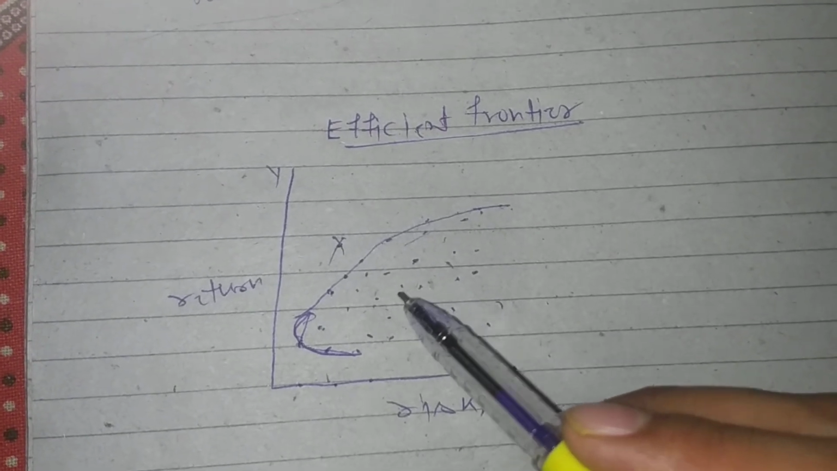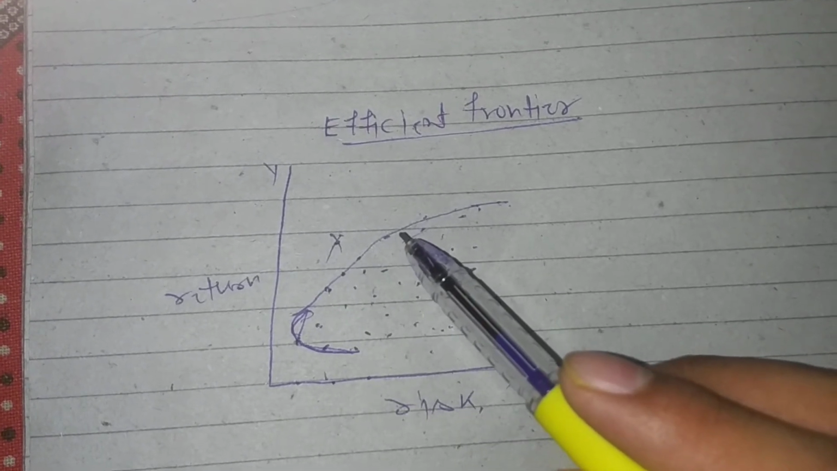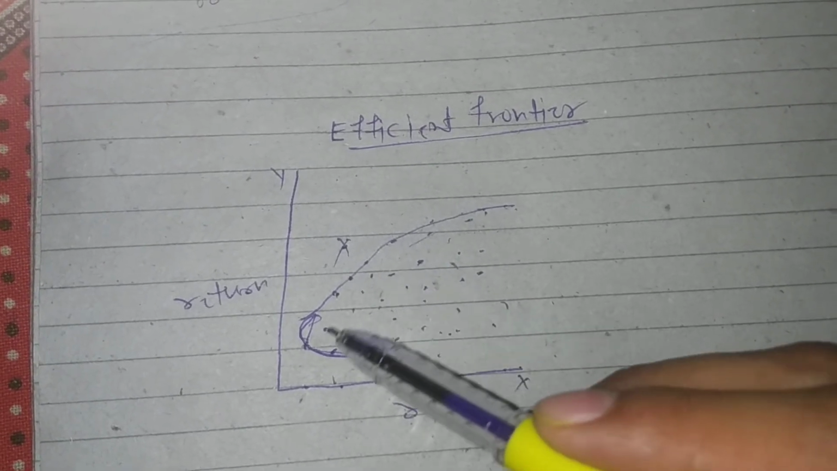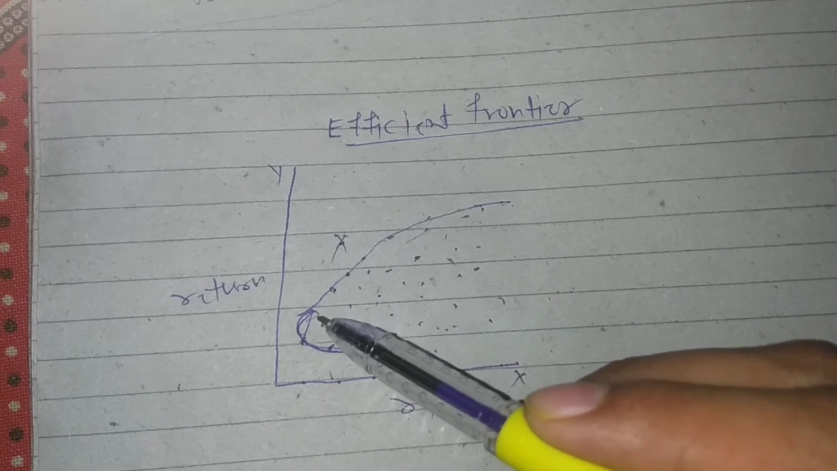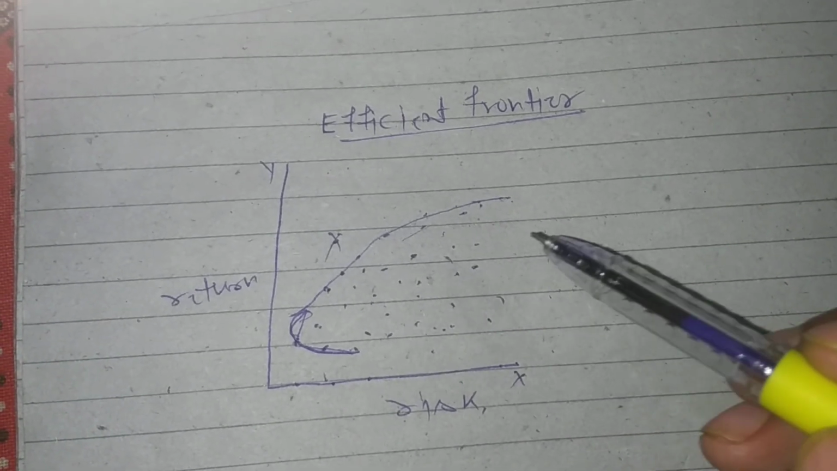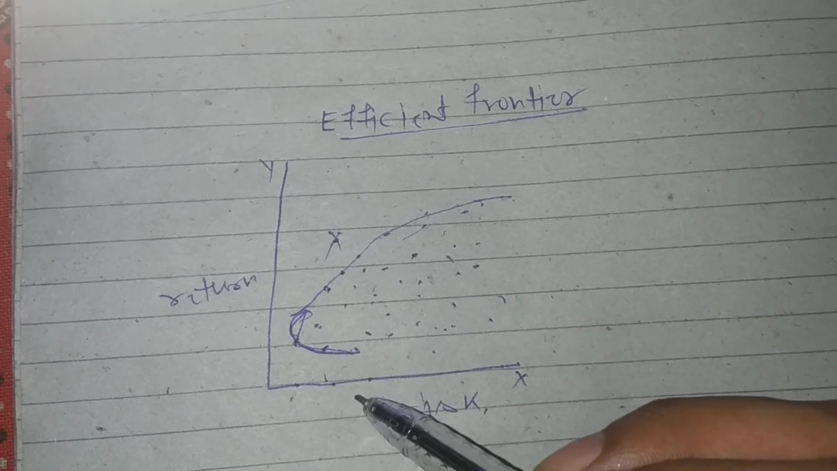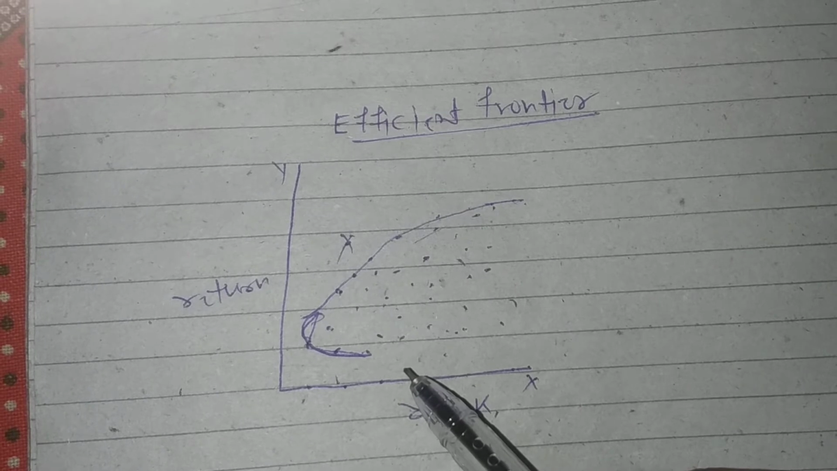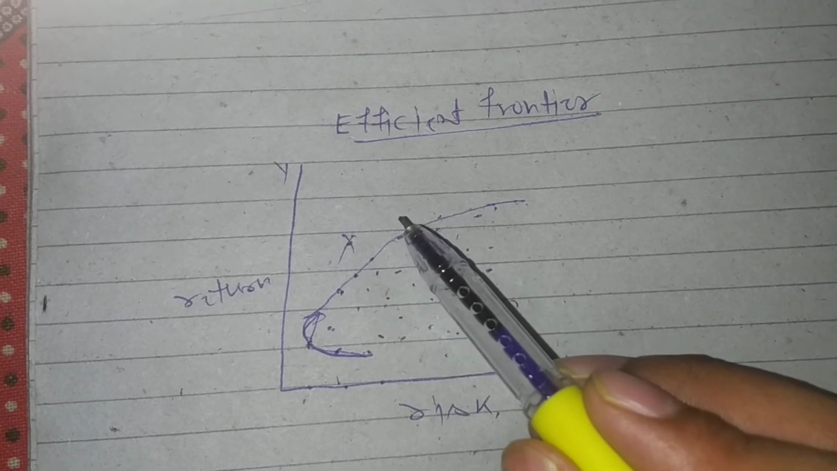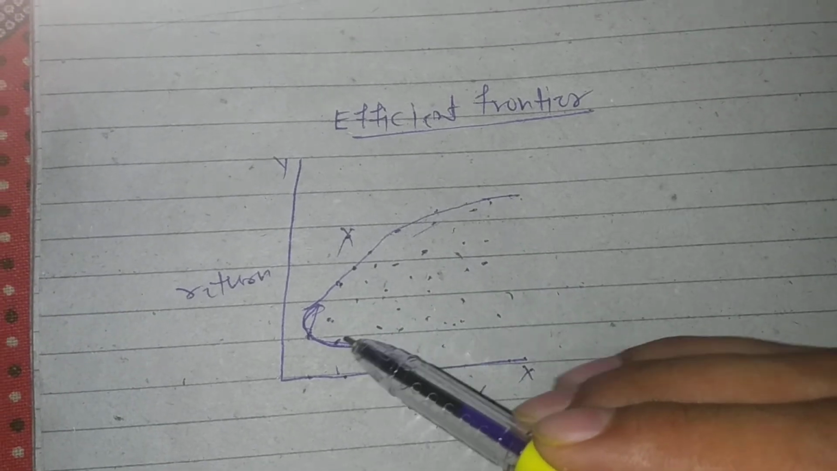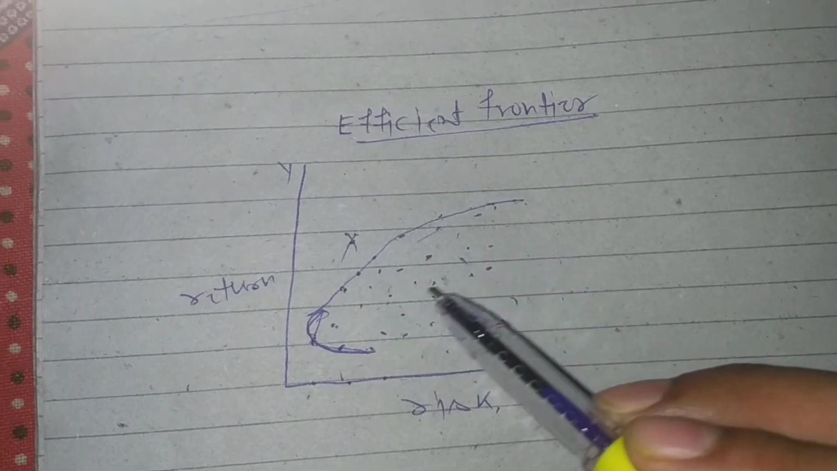The property of this frontier is that it is concave to the origin. It means this line is not linear. This is not a straight line. It means it is not true that as the level of risk increases, the level of return will increase proportionately. This is not perfectly proportionate. This is something concave to origin.